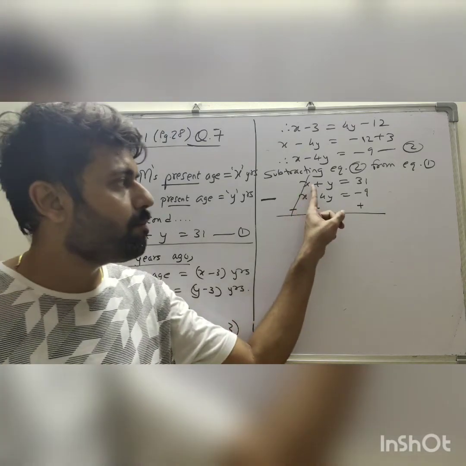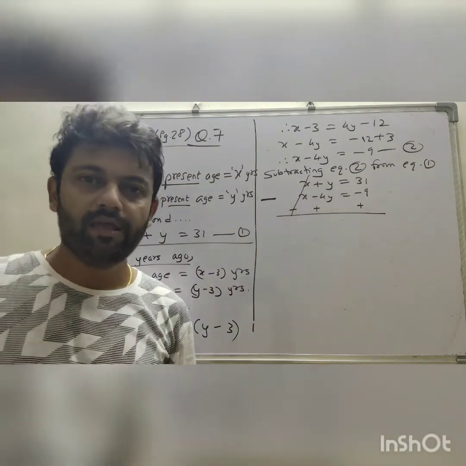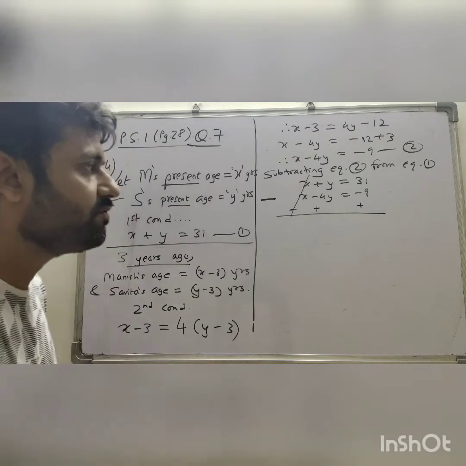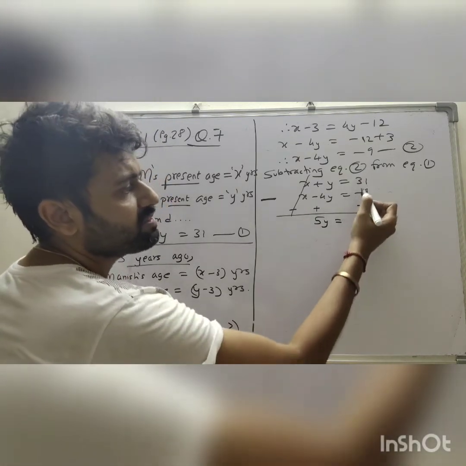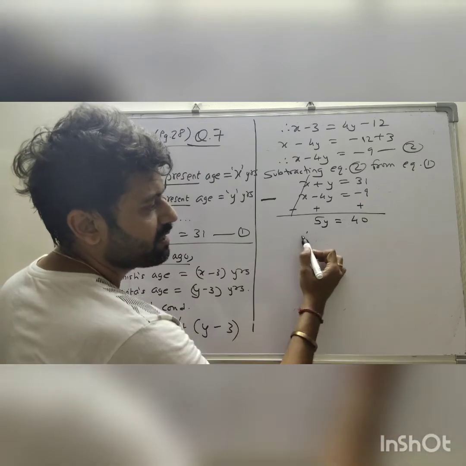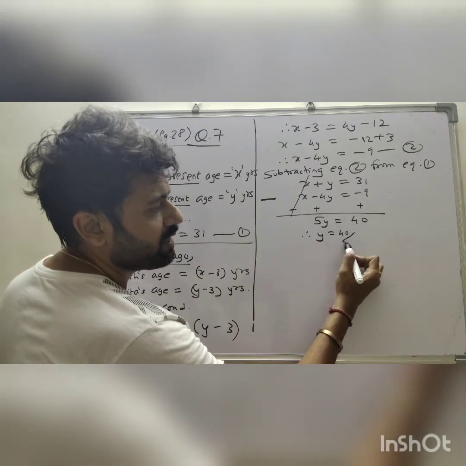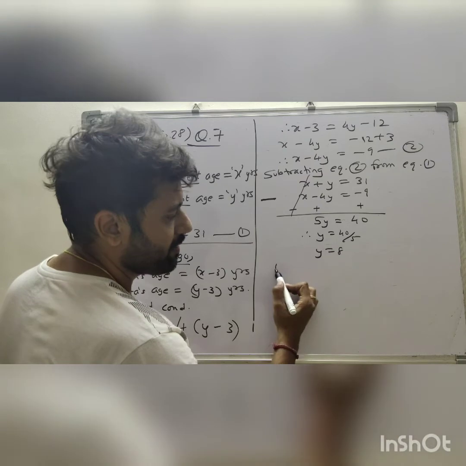We have plus y plus 4y. The new sign of 4 is plus. 1 plus 4, 5, that's plus 5y is equal to plus 31 plus 9 is 40. Therefore, y is equal to 40 upon 5, y is equal to 8.